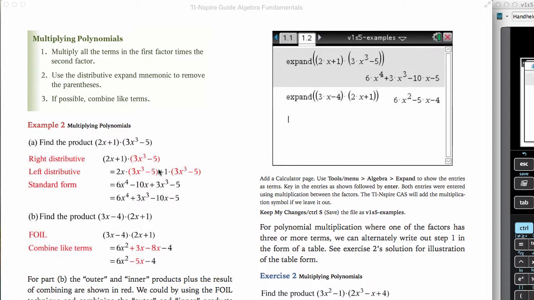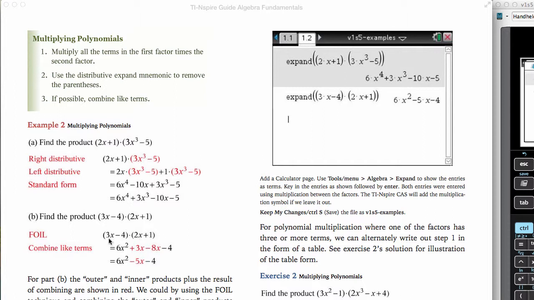This with the right and left distributive property was showing why it works. But once we do one problem or so with why it works, we'd like to just go ahead and use this multiplying polynomial to get our answer. Let's take a look at another problem here using this technique.